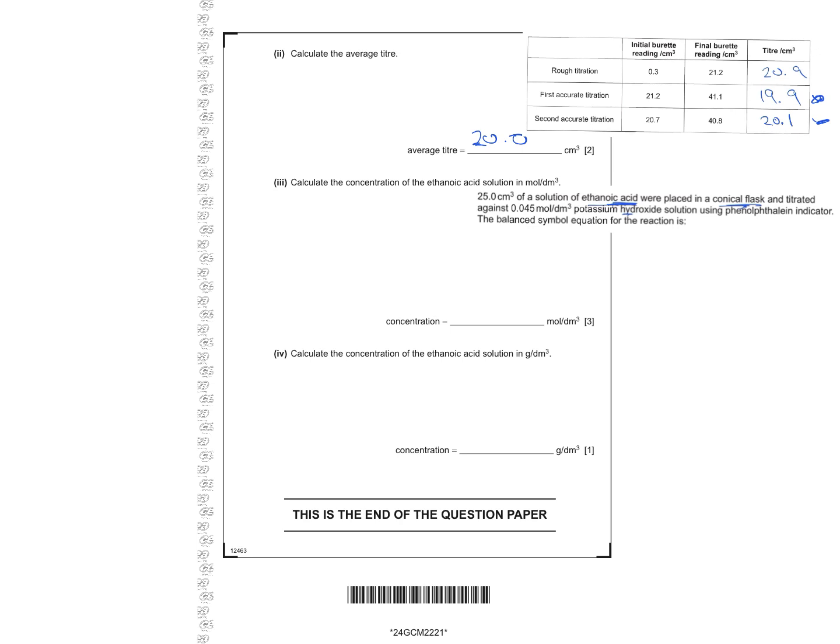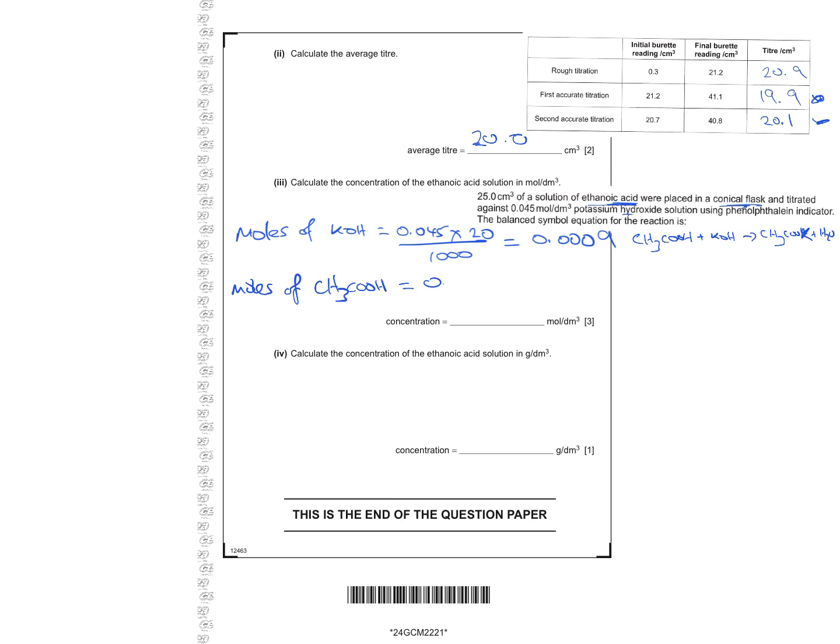To work out the number of moles, that's going to be 0.045 times our average titre, which is 20, over 1,000, 0.0009. The balanced equation for the reaction is shown here, and as you can see, it's a 1-to-1 ratio. So the moles of ethanoic acid are going to be the same.